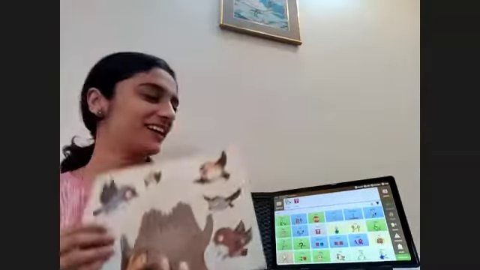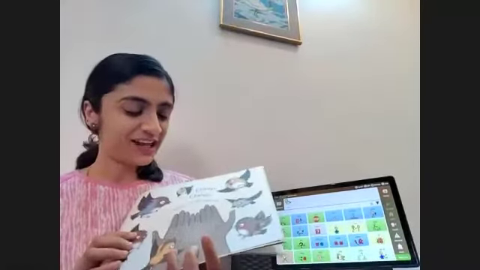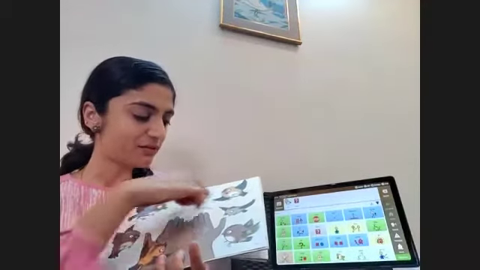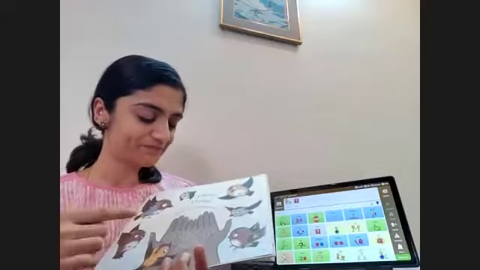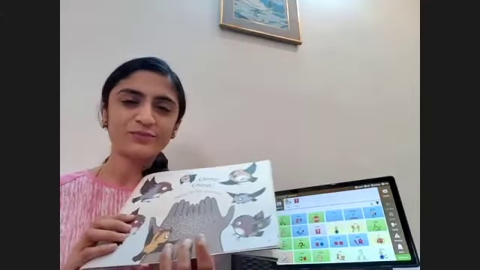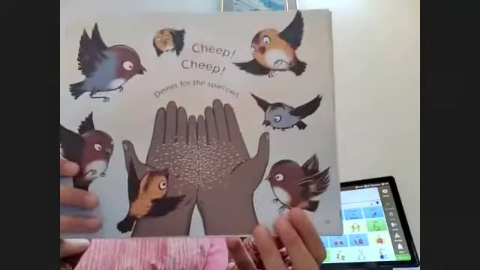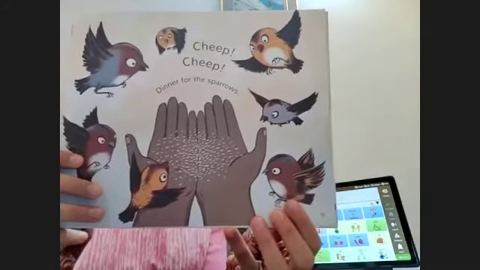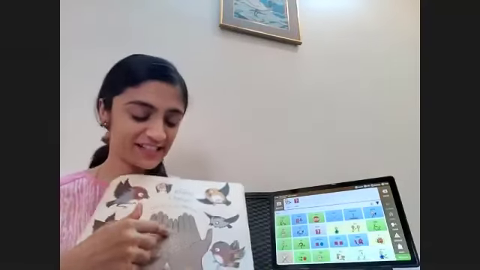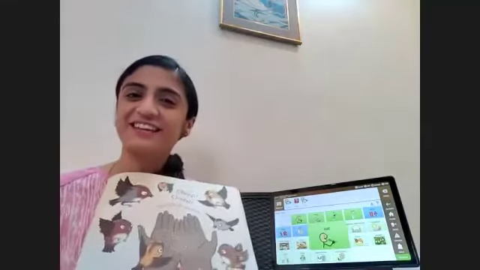Oh, look, it's another bird this time. And what is it eating? So these are some sparrows. See, they're going cheep, cheep. And it says dinner for the sparrows. So what are the sparrows eating? Ready to have a look? It's the rice. The sparrows are eating the rice.